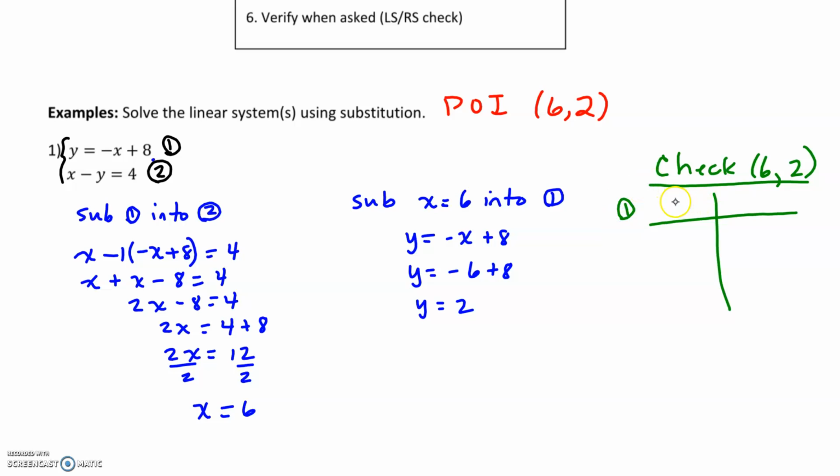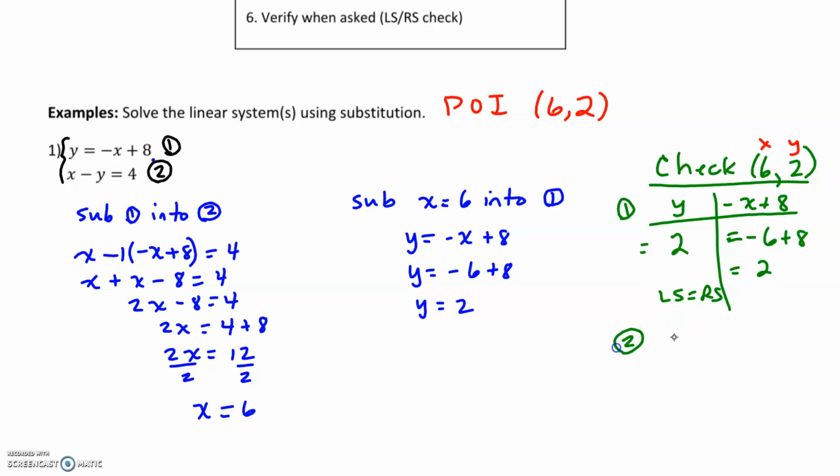So equation 1, we have y on the left side and negative x plus 8 on the right. My y value we know is 2, and I'll sub that in. My x value is 6, so that's negative 6 plus 8, and when I solve that I get 2. So I have left side equals right side.